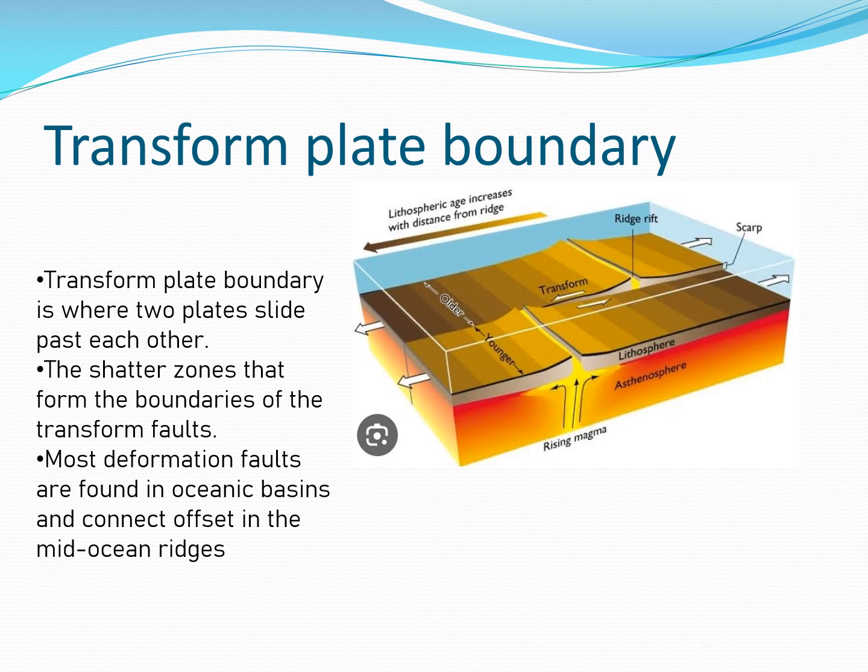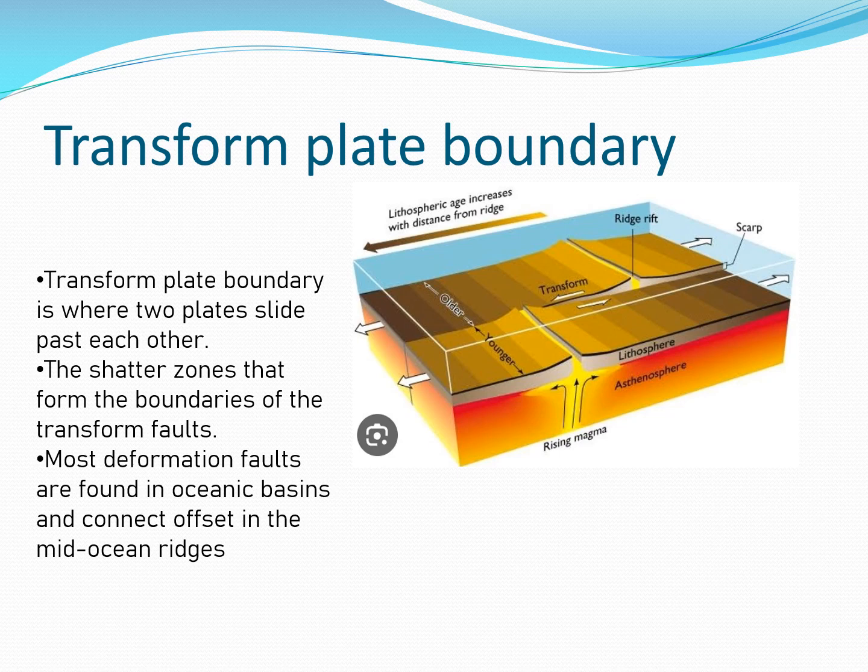The last of those three tectonic plate boundaries is the transform plate boundary. The transform plate boundary is where two plates slide past each other. The zone where two plates slide past one another, we call a transform fault boundary or the transform boundary. The shatter zones form the boundaries of the transform faults.